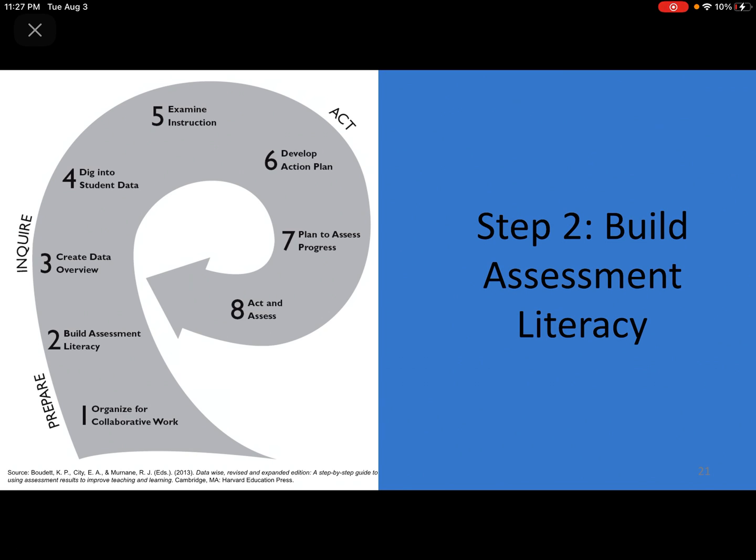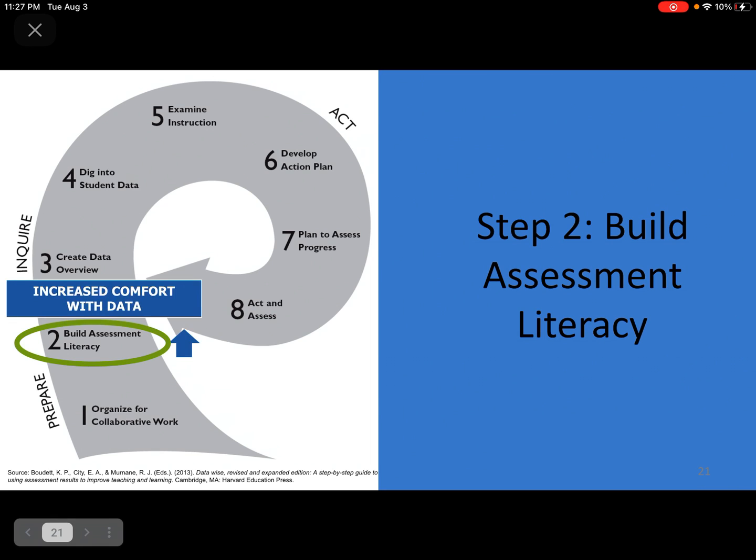Step 2 of the DataWise project focuses on building assessment literacy, and we're going to discuss how this step is utilized within Happy Day Elementary. This is important because building an assessment literate staff community is crucial for the fact that it helps to build staff's comfort levels with the data, and it helps unify all members involved with common language moving forward.